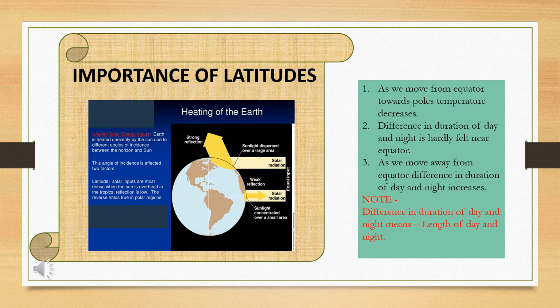In a nutshell, we can conclude that number 1, as we move from the equator towards the poles, temperature decreases because the sun rays get more and more slanting. Number 2, the difference in duration of day and night is hardly felt near the equator, but as we move away from the equator, the difference in duration of day and night increases.